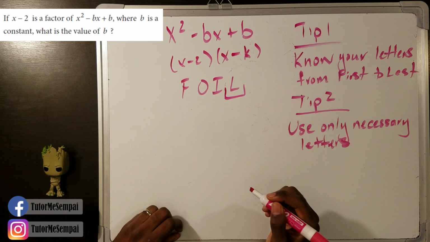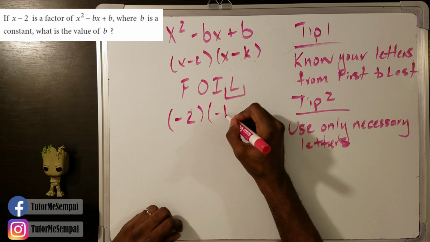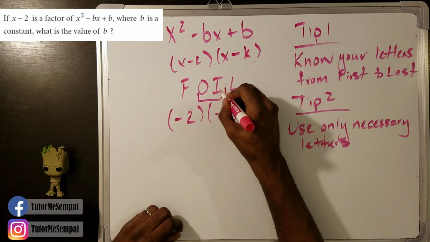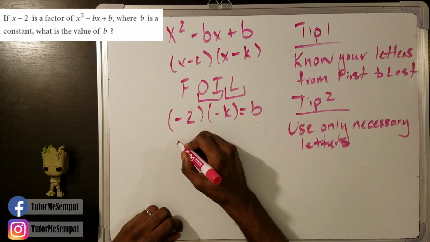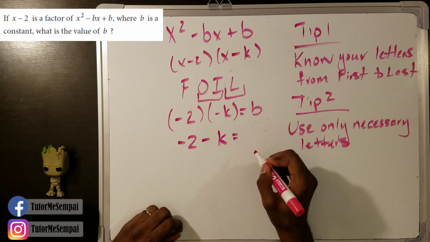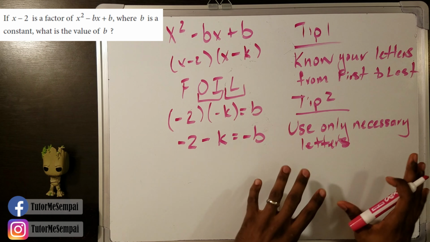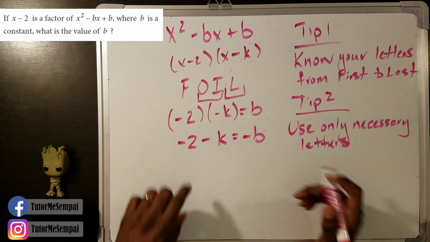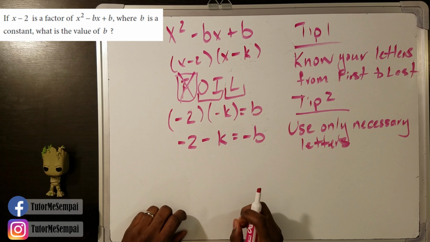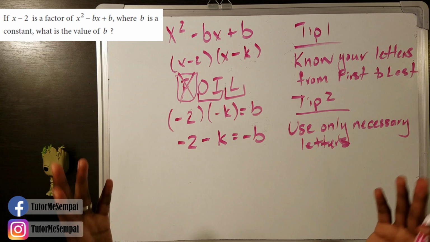So our L tells us that a negative 2 times a negative k gives us a positive b. And our outer and inner tell us that a negative 2 minus a k gives us a negative b. So you see, we're only trying to focus on the necessary letters. I haven't touched F here, so we can almost ignore F for this question. We only want to look at OIL here. So here you can solve for your k and figure out what your b has to be.